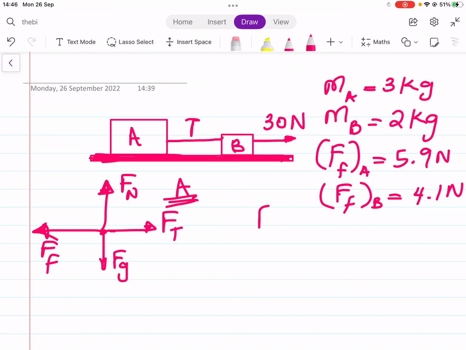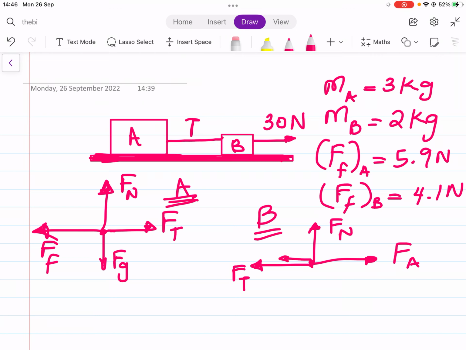And for B, we have an applied force that is pulling the system to the right. We have a normal force, we have a tension force, as you can see here, and we also have a frictional force. There is a frictional force here, which is this one that we're given, and then there's a gravitational force.